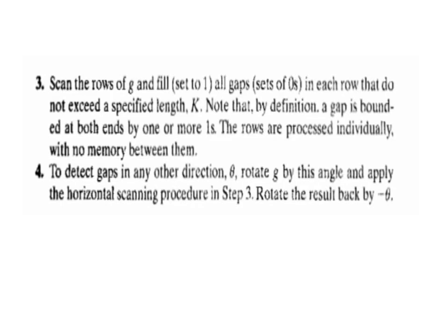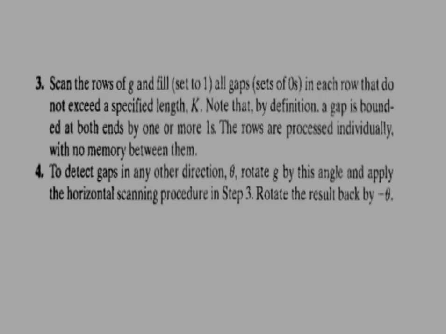The third step is to scan the rows of G and set to 1 all the gaps (sets of zeros) in each row that do not exceed a specified length k. Note that a gap is bounded at both ends by one or more 1s. The rows are processed individually with no memory between them. To detect the gaps in any other direction theta, rotate G by this angle and apply the horizontal scanning procedure in step 3. Then rotate the result back by minus theta.